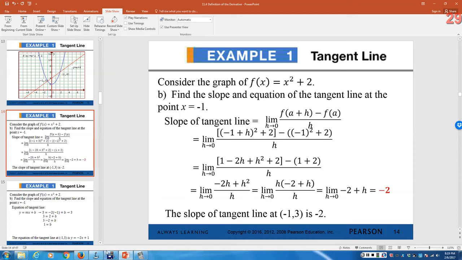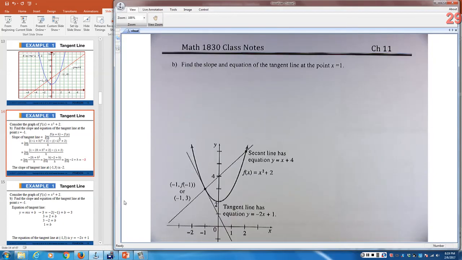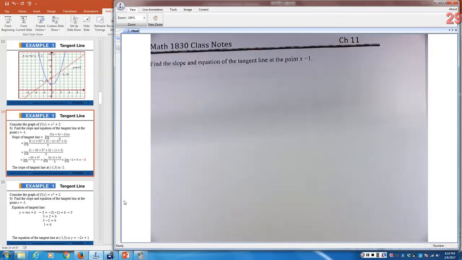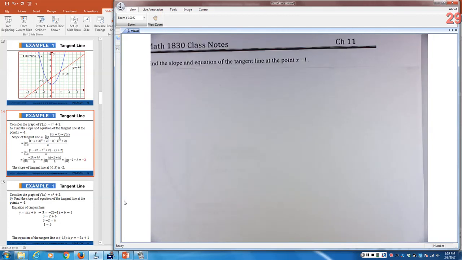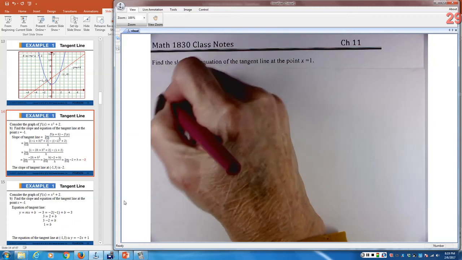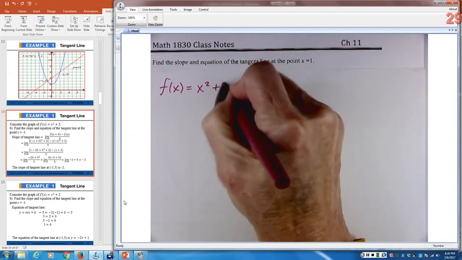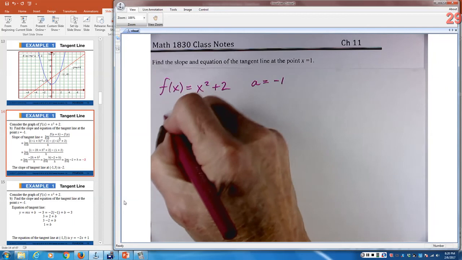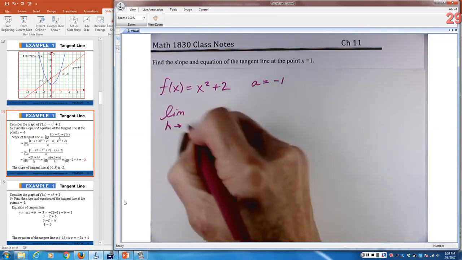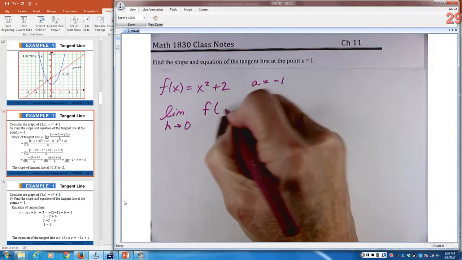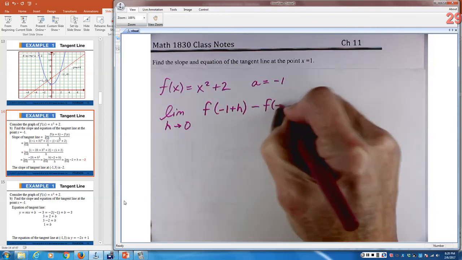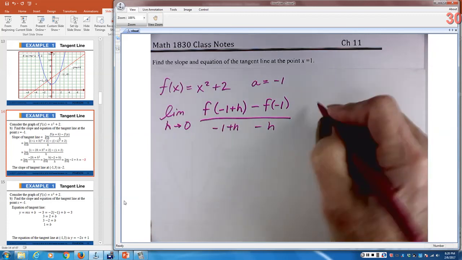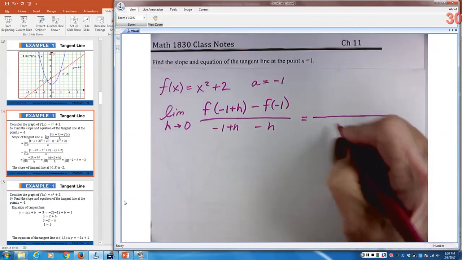And again, I'm going to switch over to the overhead so I can work through it with you. Remember that our function is x squared plus 2. And the value of A, the point of tangency, is going to be -1. And what we're going to calculate is the limit as h approaches 0 of f of -1 plus h minus f of -1, all over -1 plus h minus -1, which is going to be that numerator over just h.